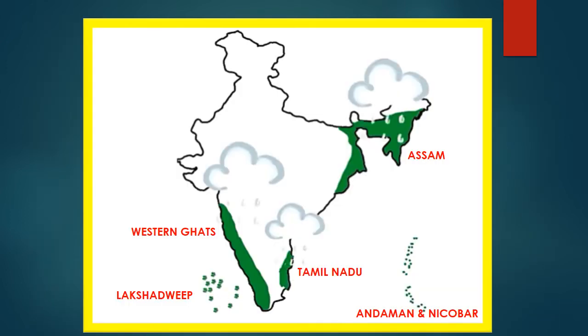The tropical evergreen forests are found in regions with heavy rainfall. Now you can see in the map of India where they are found: in the Western Ghats, Lakshadweep, Andaman and Nicobar Islands, then you can see the upper part of Assam and in Tamil Nadu, and they are normally found in regions which have more than 200 centimeters of rainfall with a short dry season.